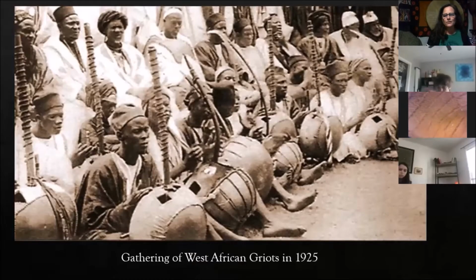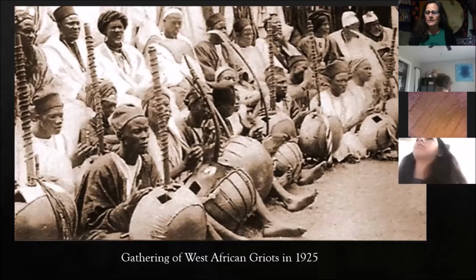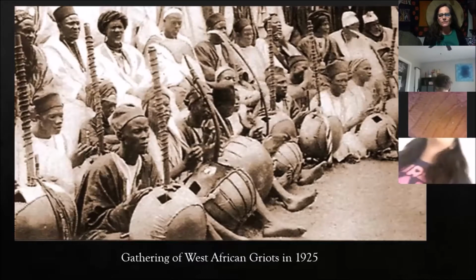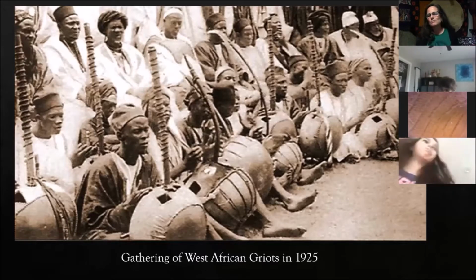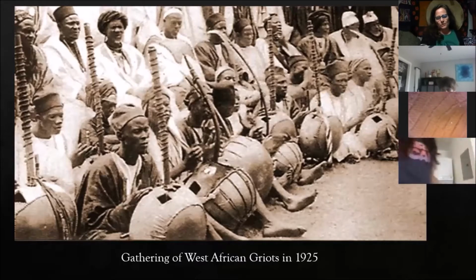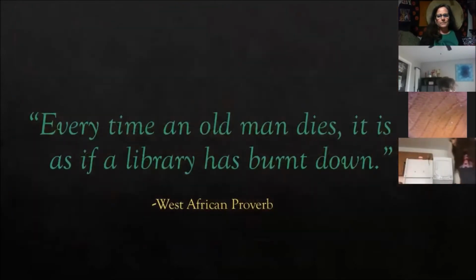Here's a gathering of griots in West Africa in 1925, a whole bunch of different griots getting together, and they have an instrument in front of them called a kora. Often griots are poets, but also musicians. A lot of times they use music to remember their stories or to share their stories.